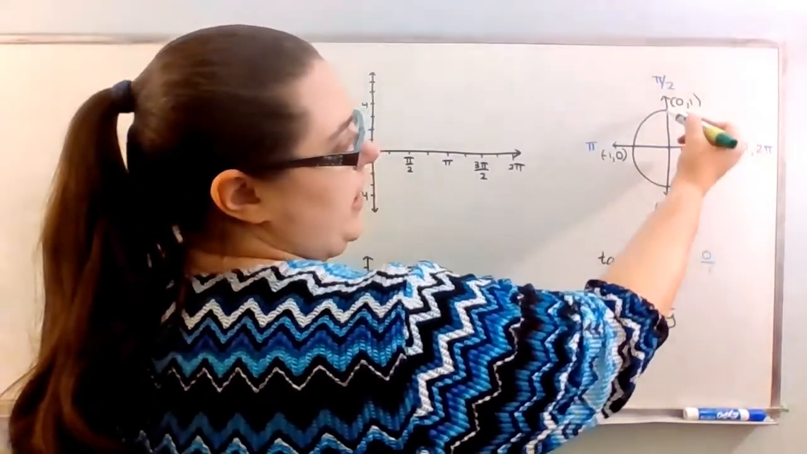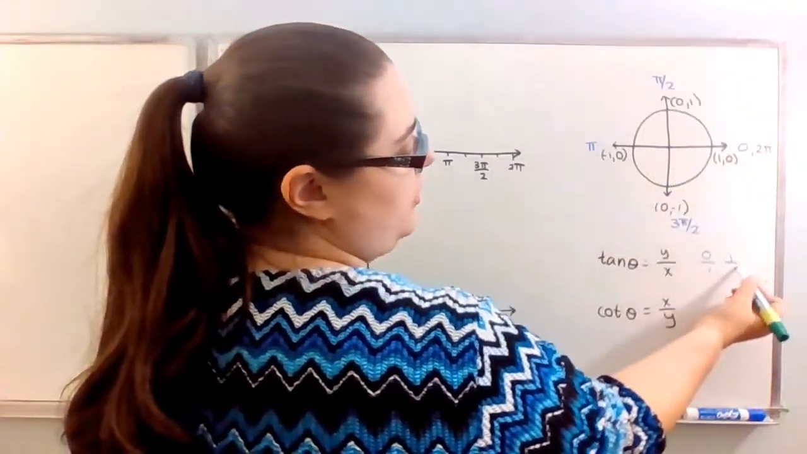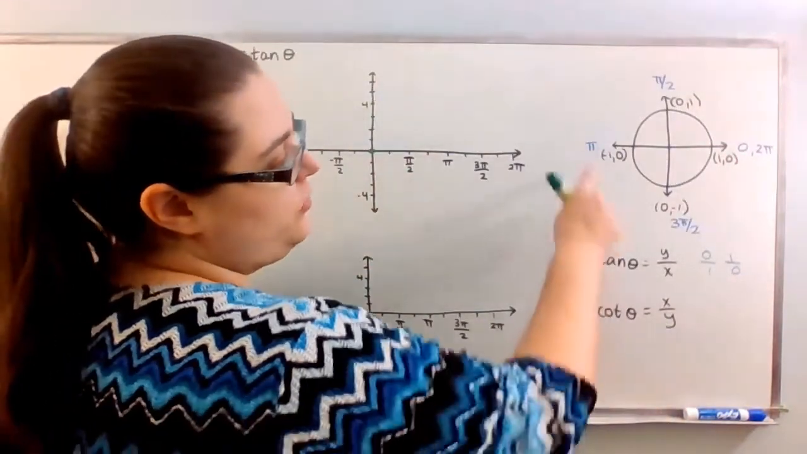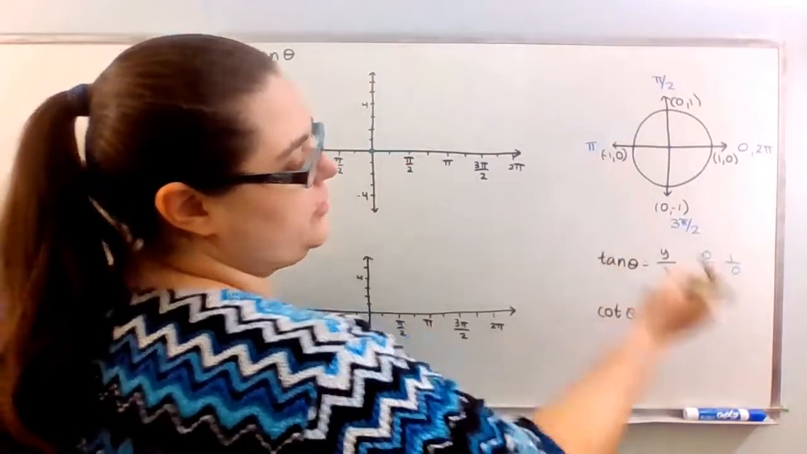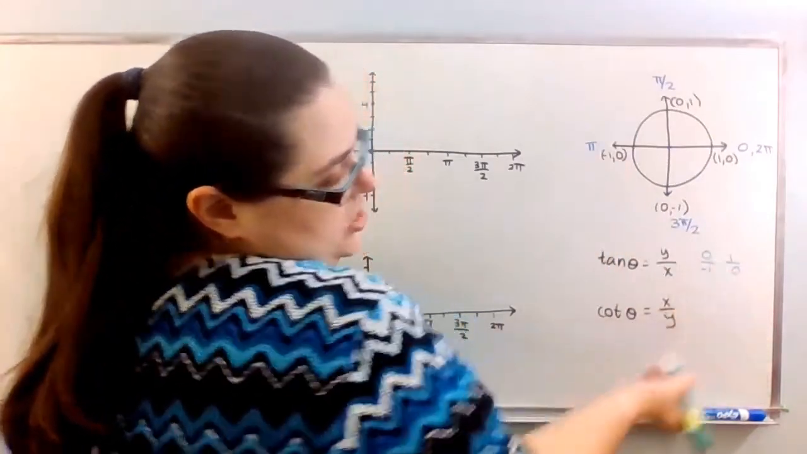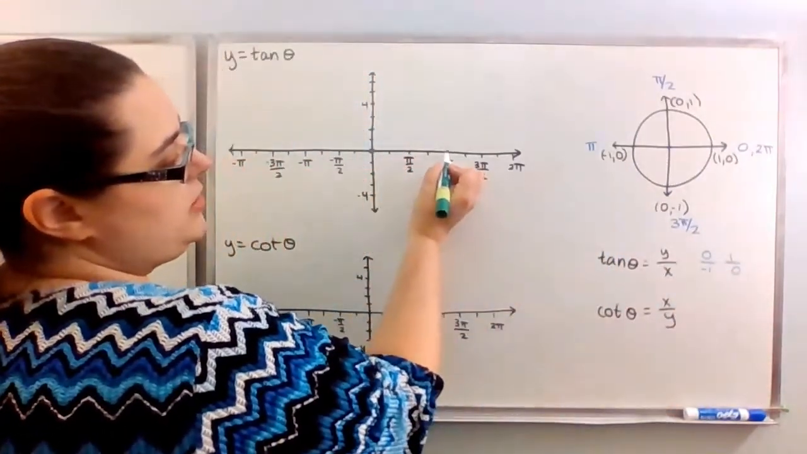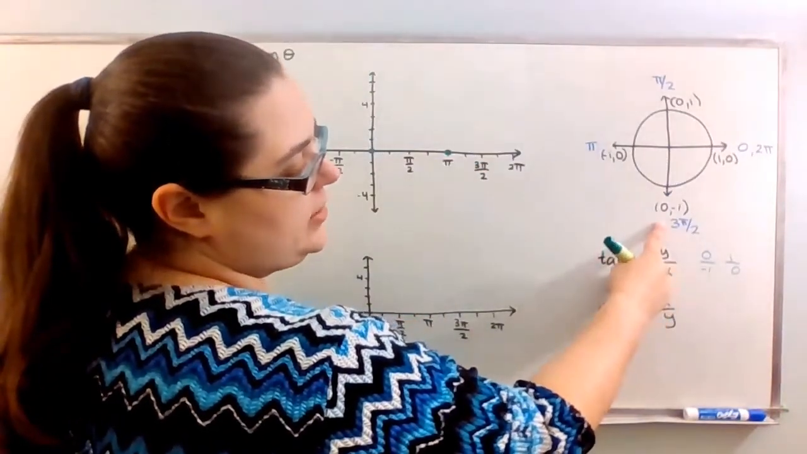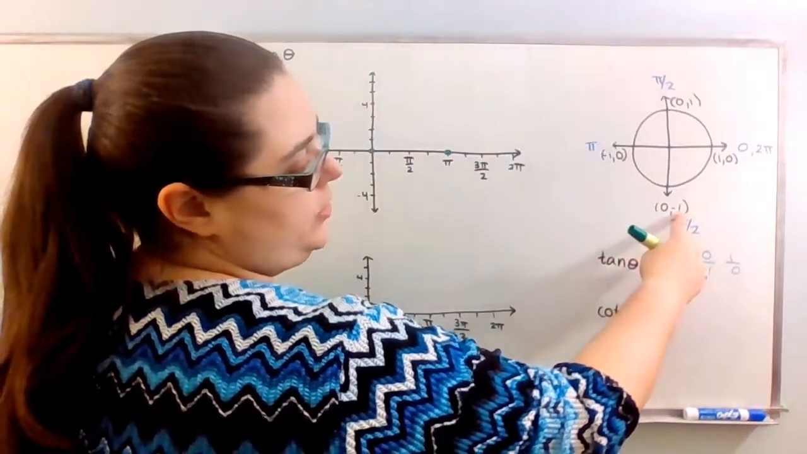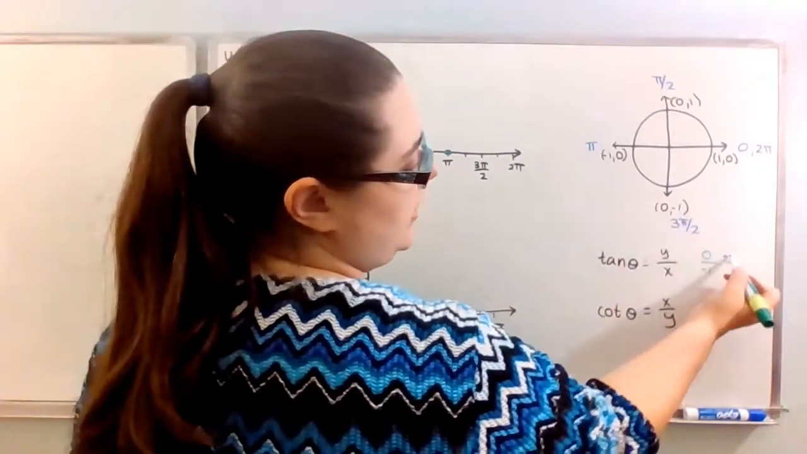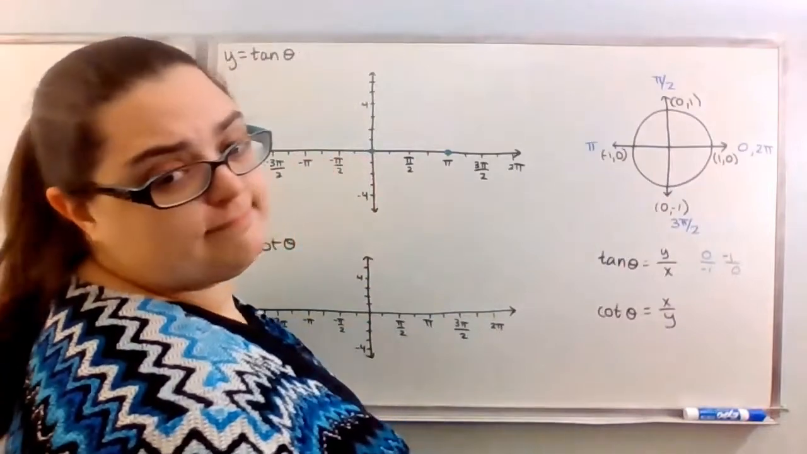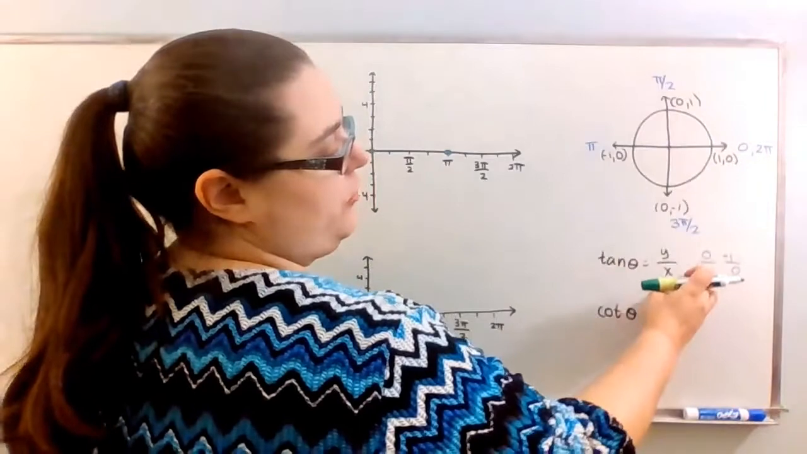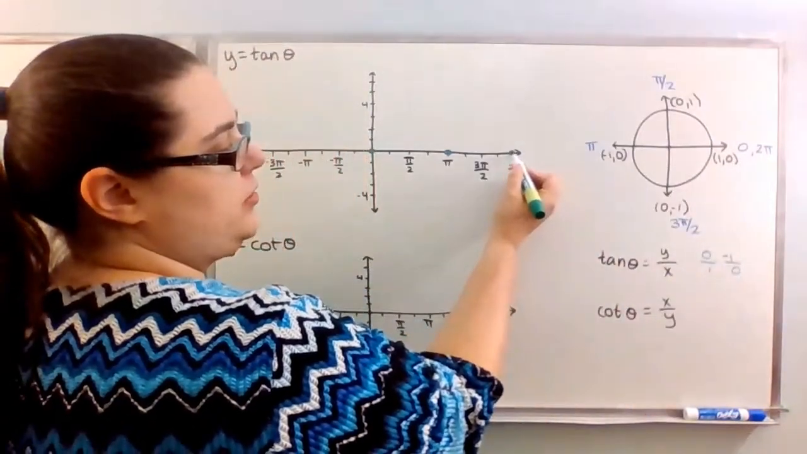Then when I go to pi halves, I'm going to get 1 over 0, and that's undefined, so that doesn't help us. When I get to pi, now we have 0 over negative 1, which is still 0. So at pi, we're at 0. And then at 3 pi halves, we're at 0, negative 1, so y over x is negative 1 over 0. We have an issue. And then at 2 pi, we're back to 0 over 1, so we're back to 0.